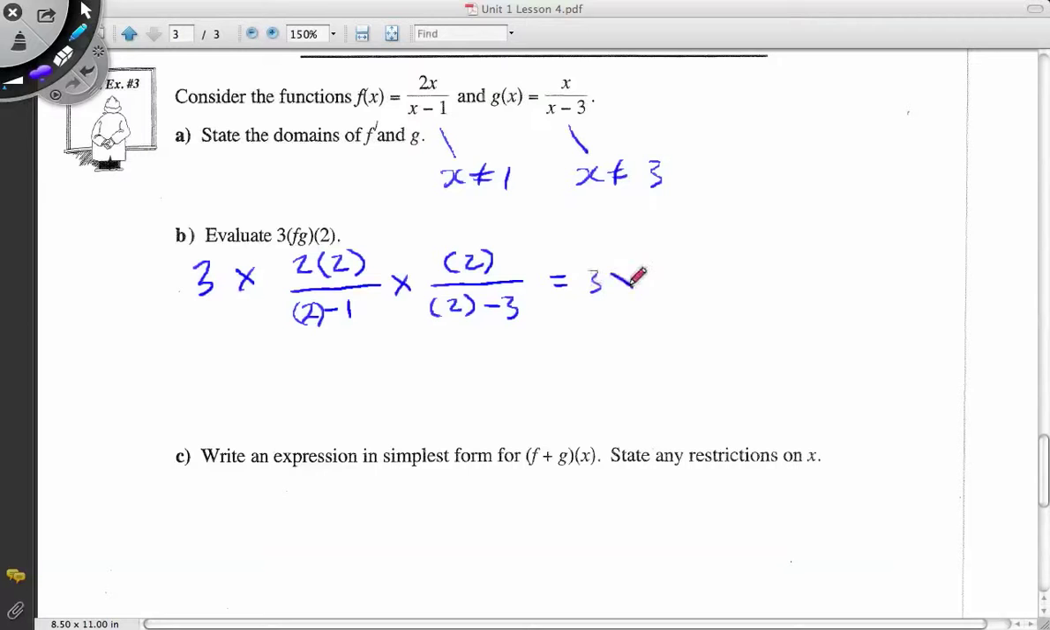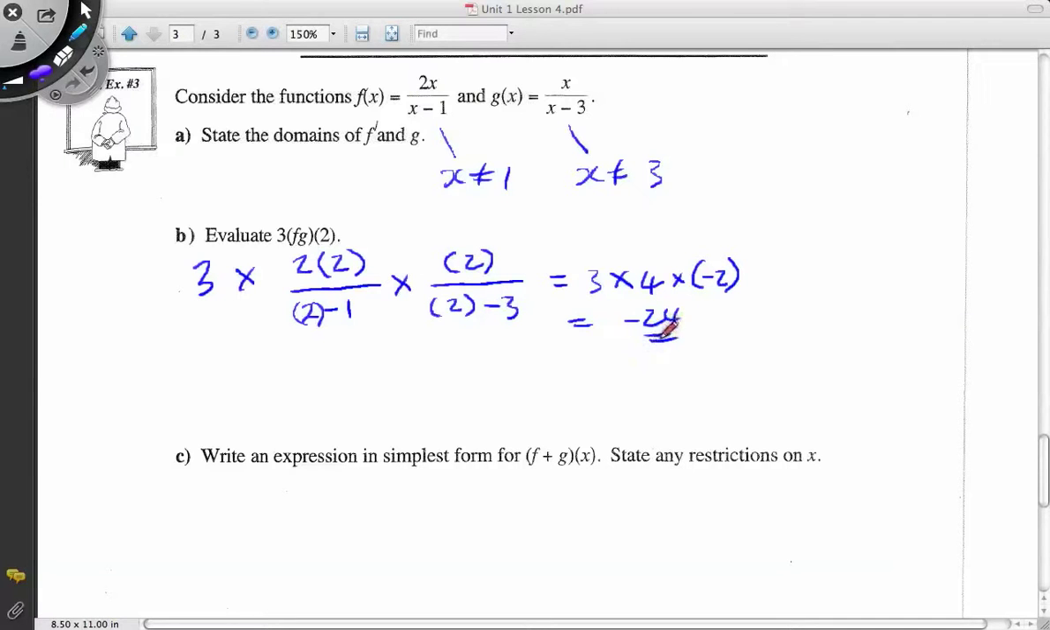It's going to be 3 times 4 divided by 1, so 4. 2 divided by negative 1 is negative 2. So that's 12 times negative 2, which is negative 24.